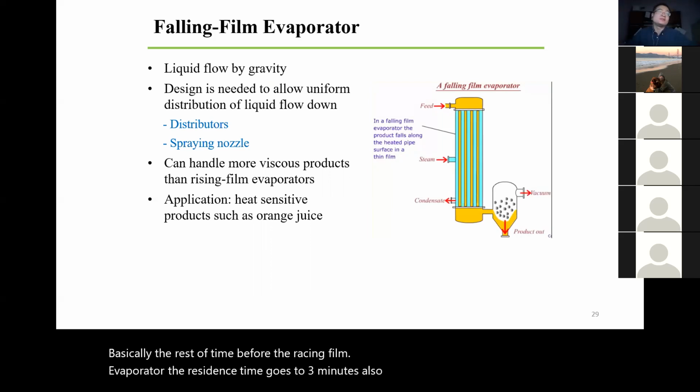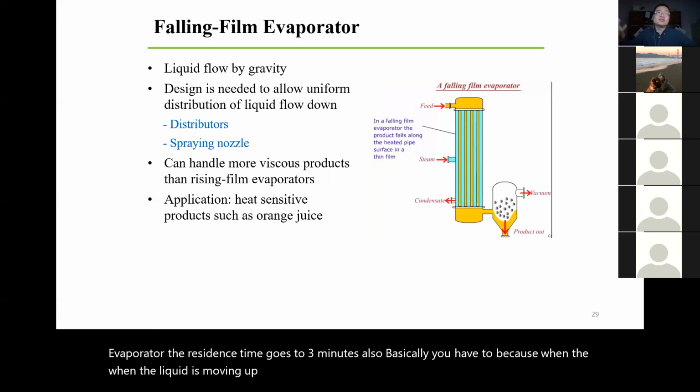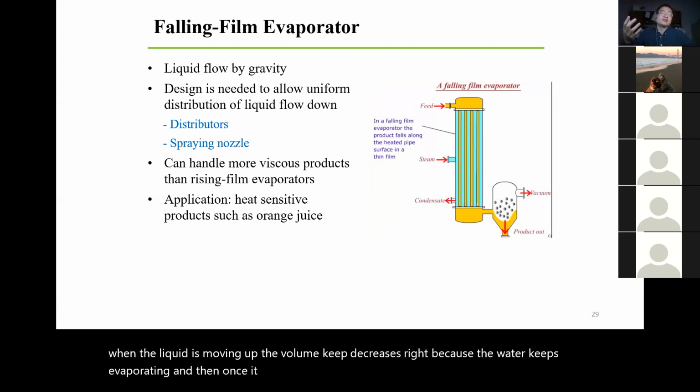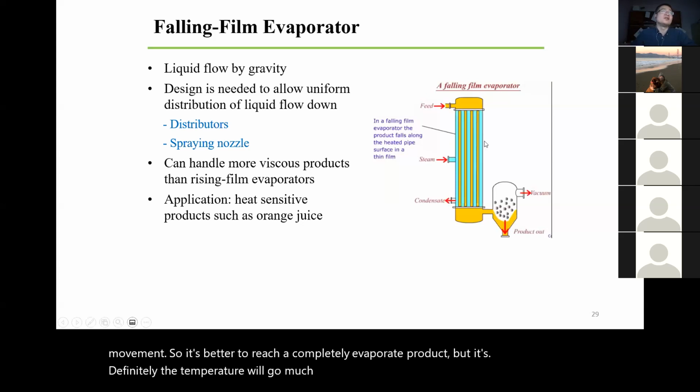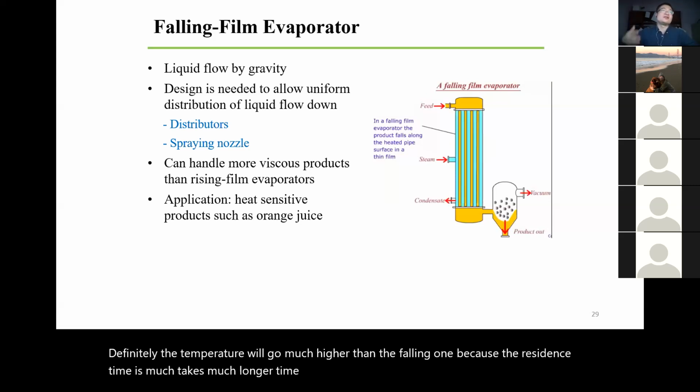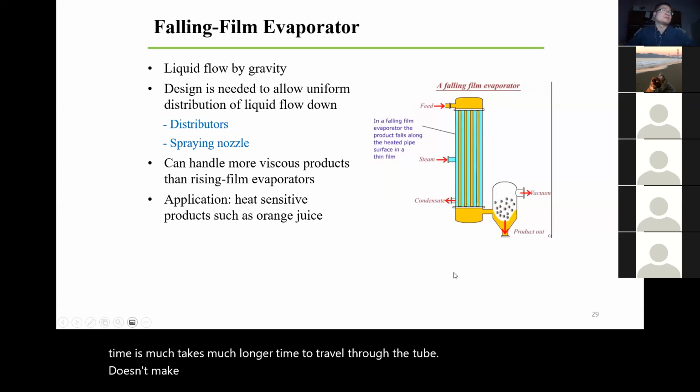Basically, you have to, because when the liquid is moving up, the volume keeps decreasing, right? Because the water keeps evaporating, and once the volume decreases, it slows down the movement. So it's better for reaching a completely evaporated product, but the temperature will definitely go much higher than the falling one, because it takes much longer to travel through the tube. Does it make sense? Yeah. Okay.